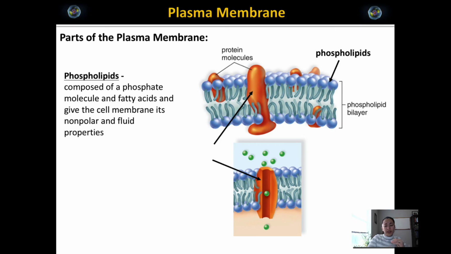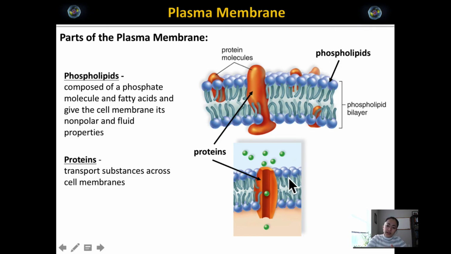Also embedded within the phospholipid bilayer are proteins. Proteins have a lot of roles in the cell membrane, but most importantly, proteins help transport substances across the cell membrane. There are some things that can't squeeze through the plasma membrane, so they require protein channels to bring them in and out of the cell.